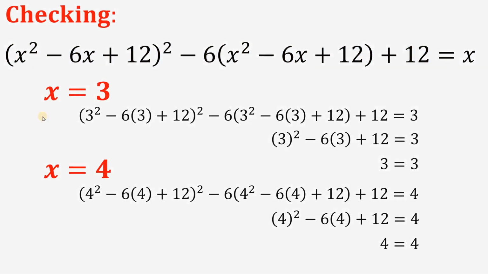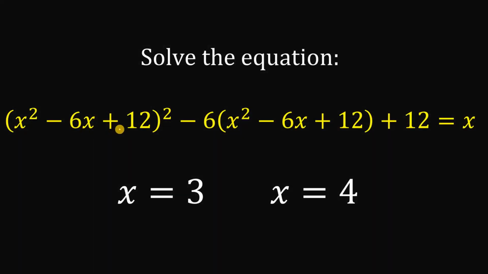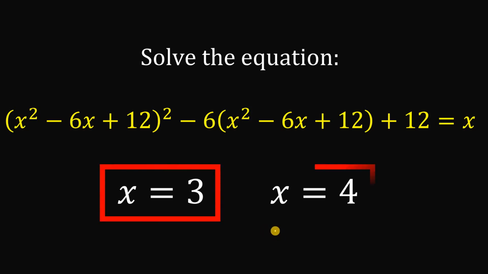So, therefore, given this equation, (x² − 6x + 12)² − 6(x² − 6x + 12) + 12 = x, the values of x that satisfy this equation are x = 3 or x = 4. And as always, we are done.